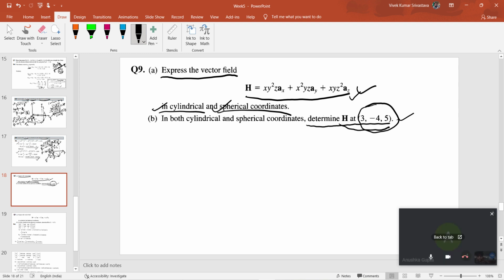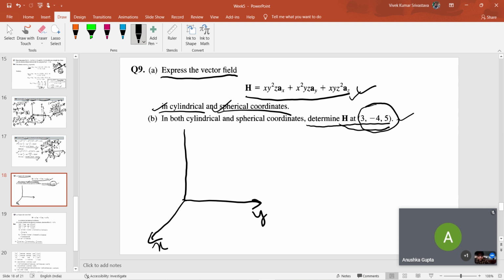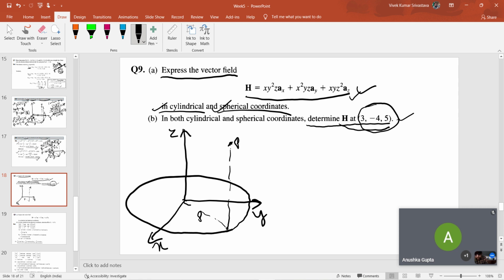So let us say that this is the coordinate system here. This is x, this is y, and this is z. And this represents the point P. We can take the projection of this point in the xy plane, and this represents the rho. And suppose I am drawing a circle here, passing through this point.